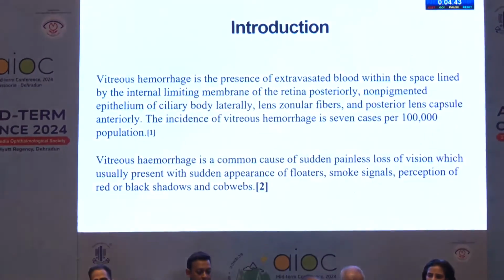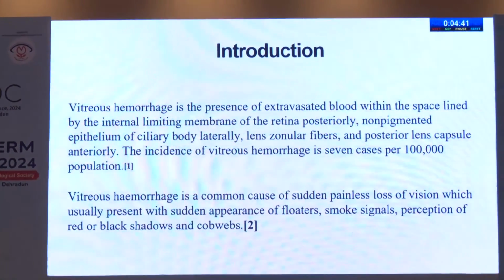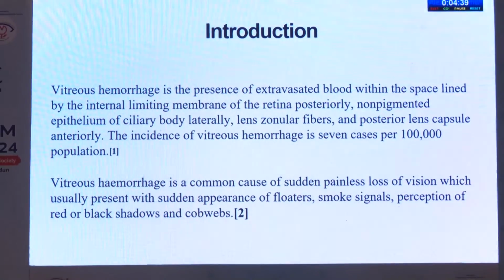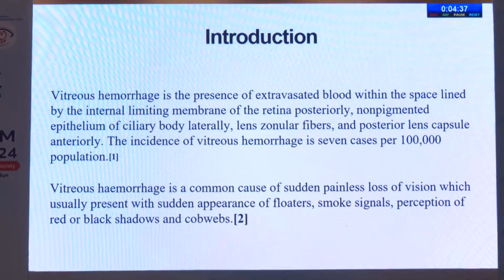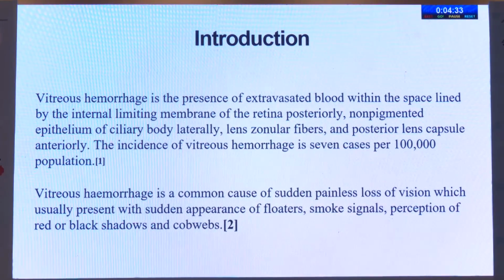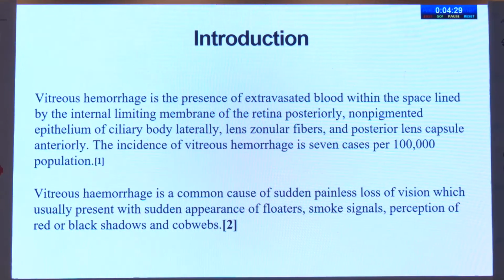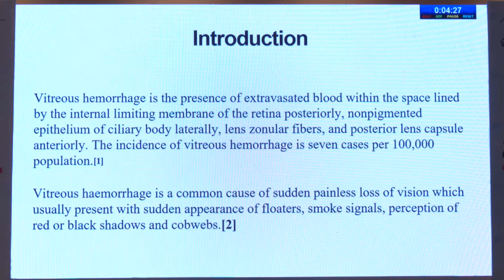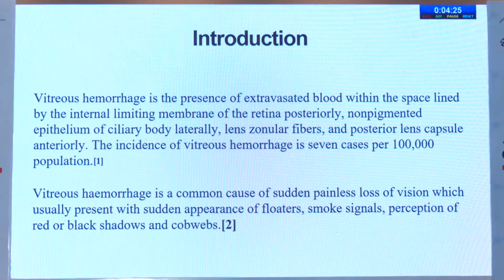Vitreous hemorrhage is the presence of extravasated blood within the space lined by the internal limiting membrane of the retina posteriorly, non-pigmented epithelium of the ciliary body laterally, lens zonular fibers, and posterior lens capsule anteriorly. The incidence of vitreous hemorrhage is 7 cases per 1 lakh population. It is a common cause of sudden painless loss of vision, which usually presents with sudden appearance of floaters, smoke signals, perception of red or black shadows, and cobwebs.